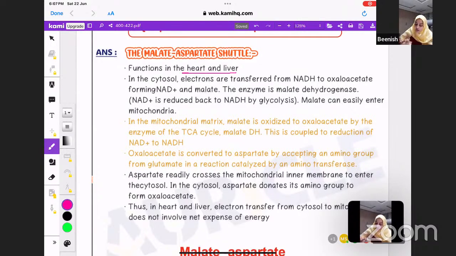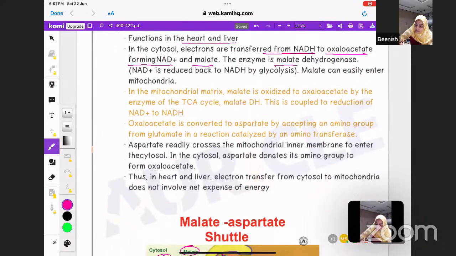Here in the cytosol, the electrons are transferred from NADH to oxaloacetate, forming NAD and malate. The enzyme is malate dehydrogenase. Then in the matrix, malate is oxidized to oxaloacetate by the TCA enzyme malate dehydrogenase. This is coupled to reduction of NAD to NADH. So in this process your NAD is being converted into NADH, and you're getting the NADH inside the matrix now.